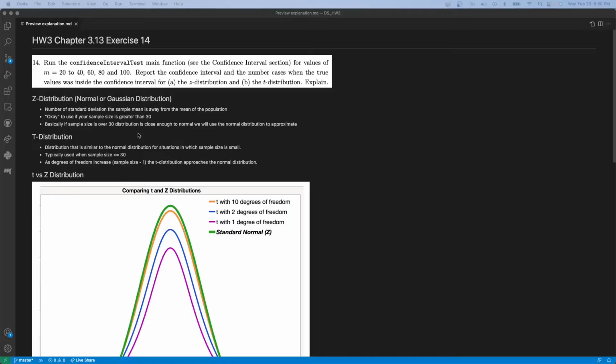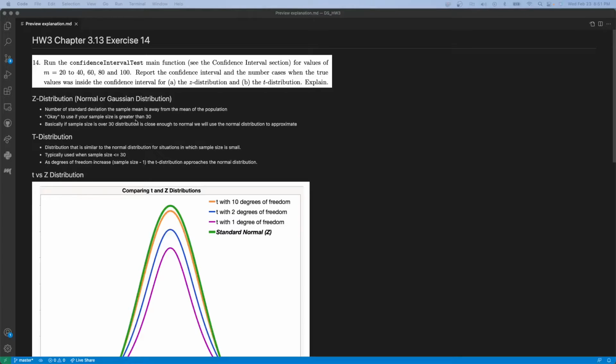But many times, and normally, you will not know those two parameters, so you will have to use samples to estimate the population mean and standard deviation. And this is where the t-distribution comes into play. The t-distribution, or the student's t-distribution, is essentially used in the case when you have a small sample size.